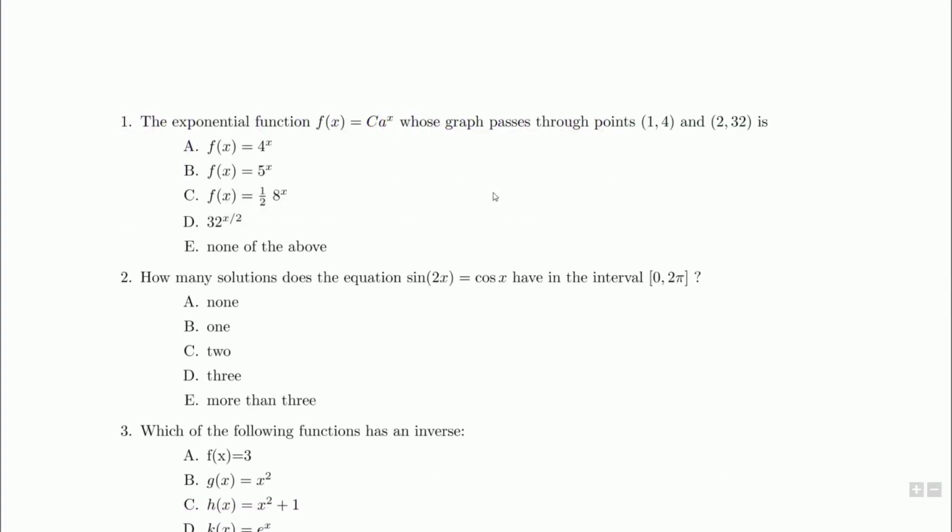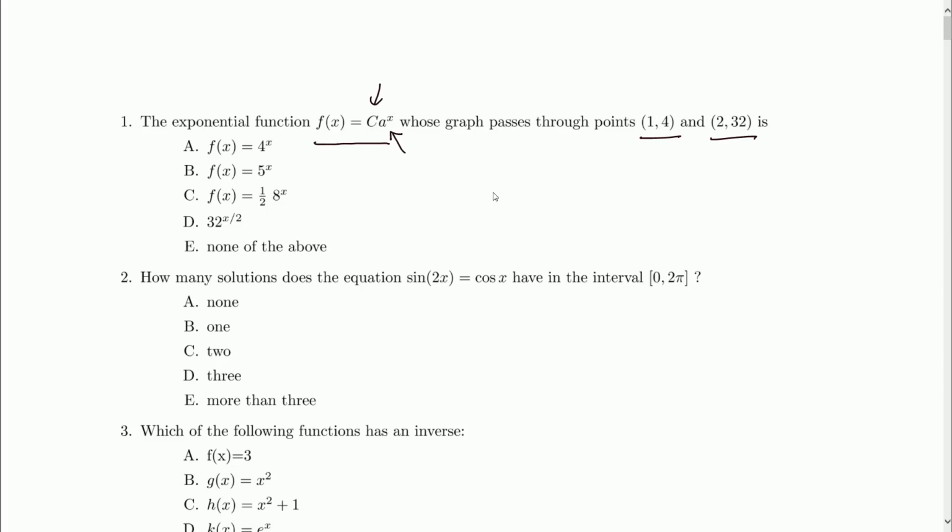So we're on our first, let's just call this a midterm. We're on the first question of our midterm. And what have we got here? The exponential function f of x is c a to the x. So we've got two unknowns in this question, the c that we're multiplying everything by and this base a. But we are told that the graph passes through the points (1, 4) and (2, 32).